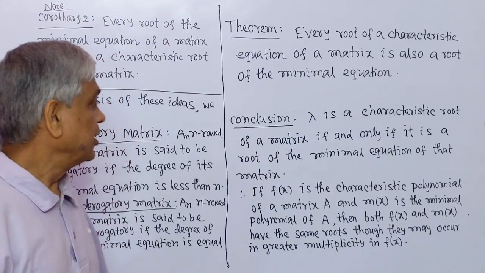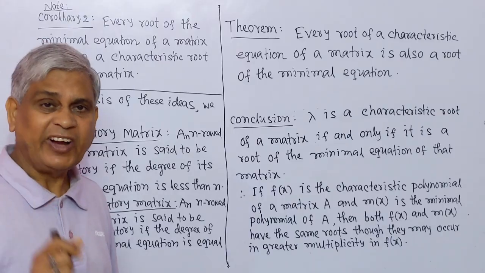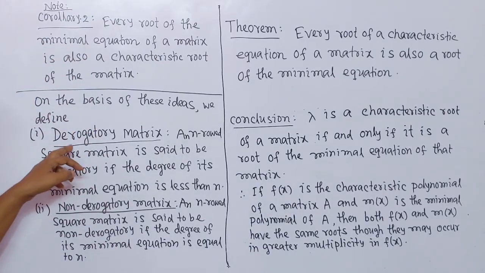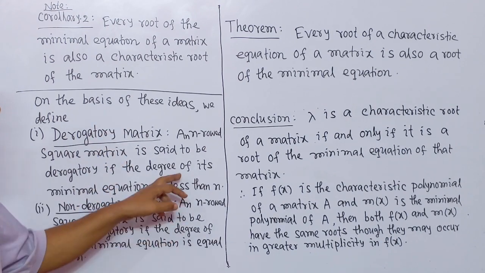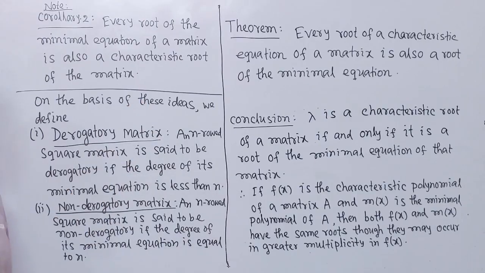On the basis of these ideas, we define number 1, derogatory matrix. An n-rowed square matrix is said to be derogatory if degree of its minimal equation is less than n. And number 2, non-derogatory matrix. An n-row square matrix is said to be non-derogatory if the degree of the minimal equation is equal to n.